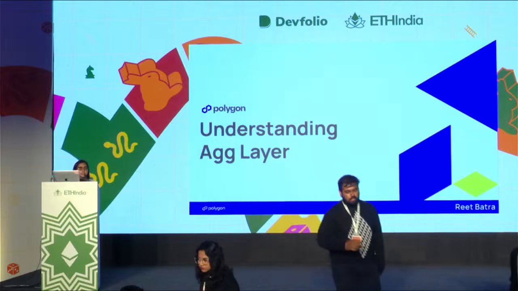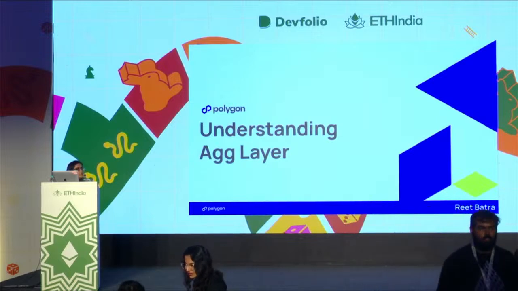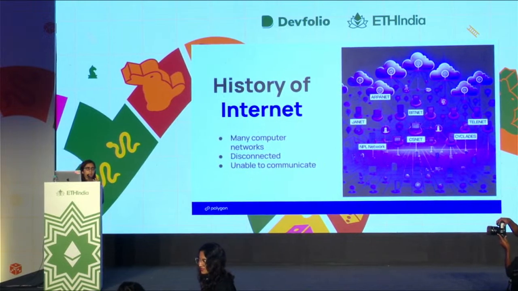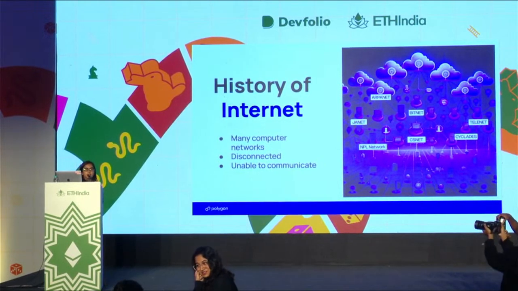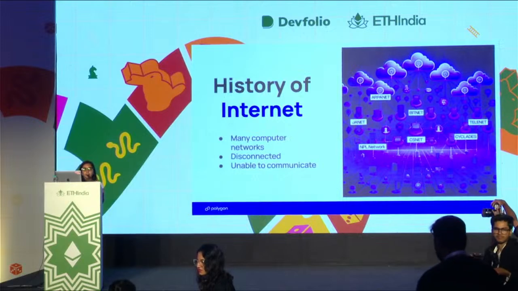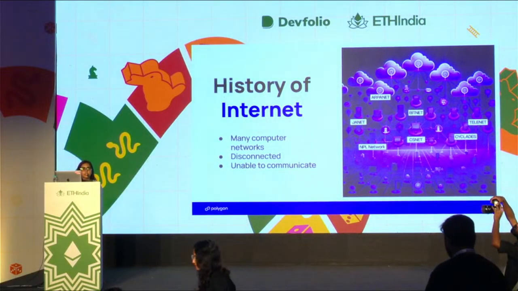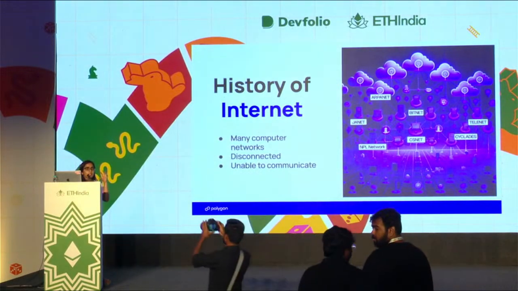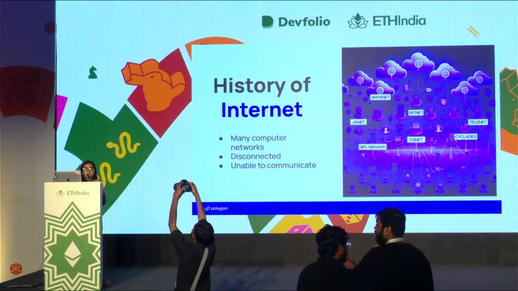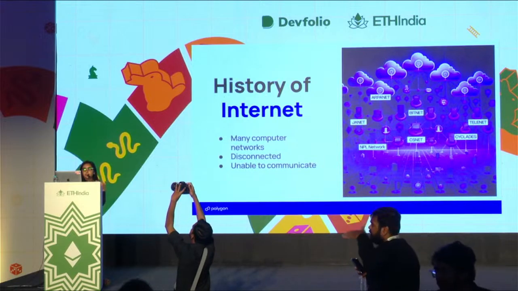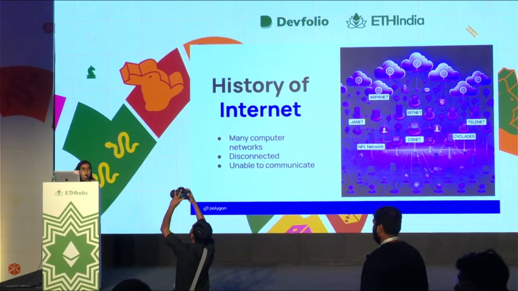Everyone, so I'm going to be doing a quick talk on understanding AggLayer. Before we talk about blockchain, I just want to talk a little bit about the history of the internet and how it started. Even the internet started very fragmented. There were many different computer networks. It was all disconnected in the beginning, and there was no way to communicate from one network to the other. You can see in this picture there was ARPANET, BitNet, CSNet, and Telenet, and what all other networks.